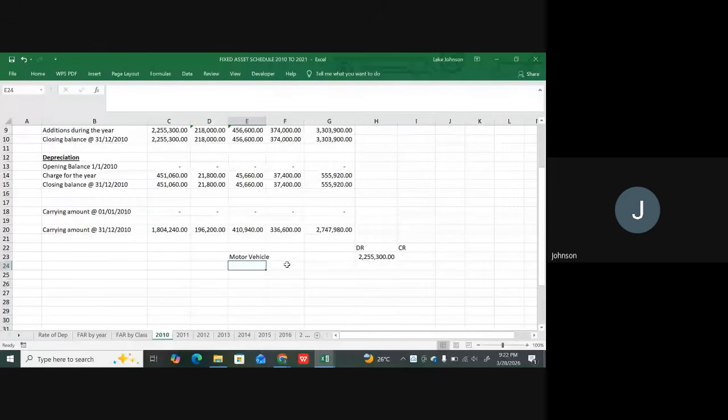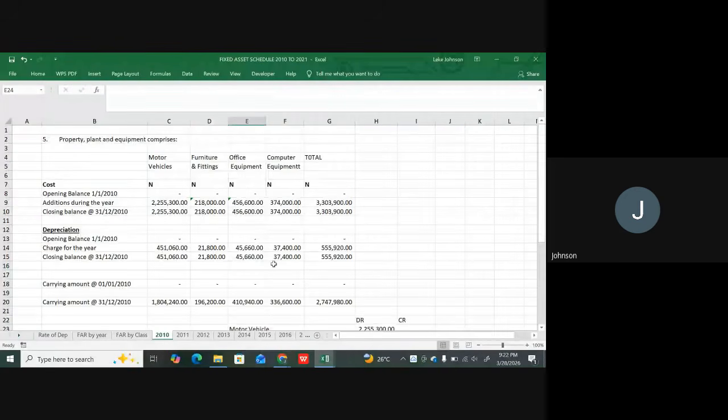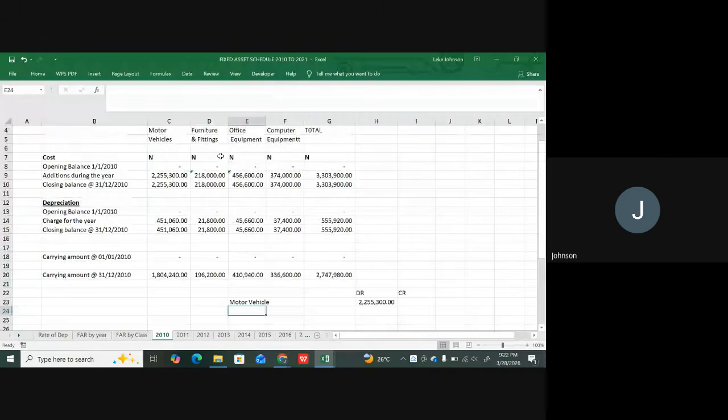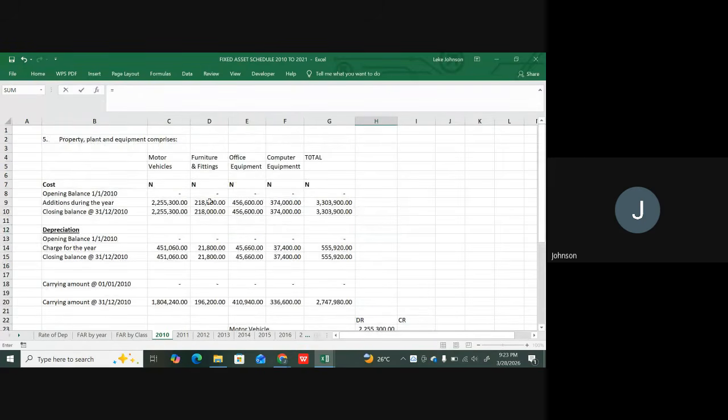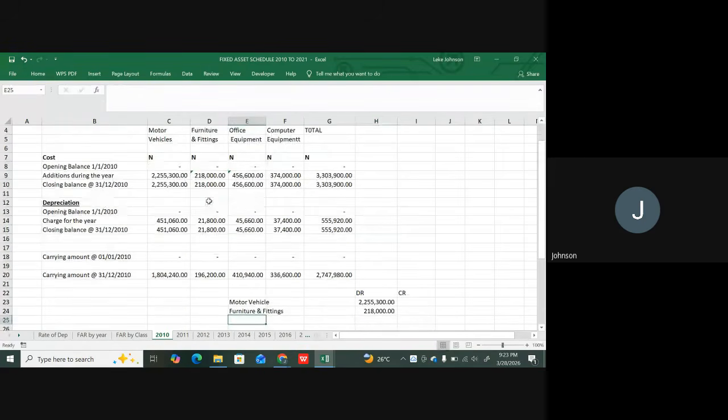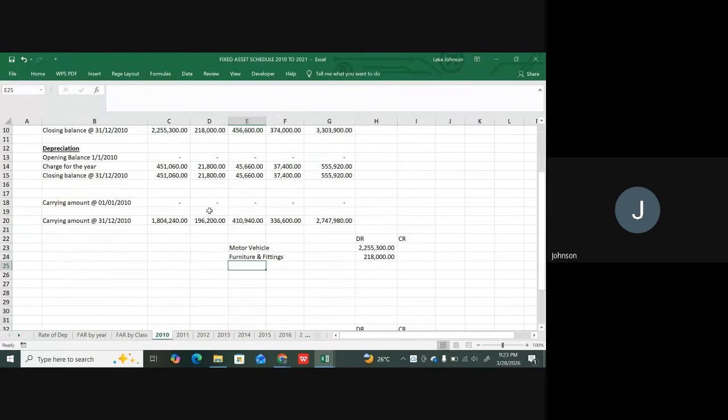So let's do something. Let's have all of them. We have furniture and fittings. So let me copy this. Okay, furniture and fittings. I come over here also. I say furniture and fittings. So your furniture and fittings, you come here, you say equal to, you also pick this one. You pick this. Then the next one, you also have office equipment.